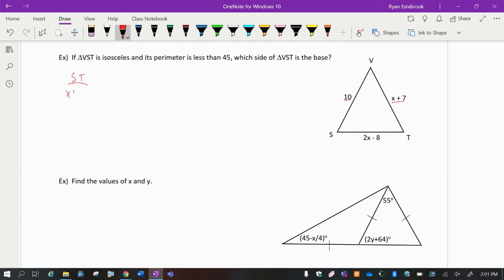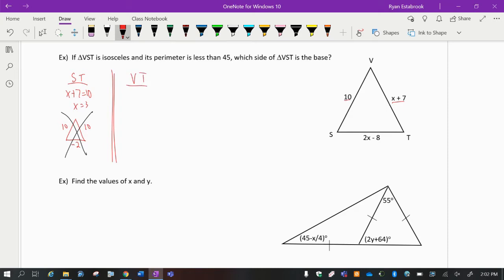If that's true, then x plus 7 equals 10, which means that x equals 3. And if we look at the different sides of the triangle then, this length is 10, this length is 10. Plug 3 in for the bottom side. 2 times 3 minus 8 means that this length is -2. Uh-oh, that doesn't work. So ST actually isn't the base. Let's try another case. And what if VT is the base? A little bit of trial and error in here.